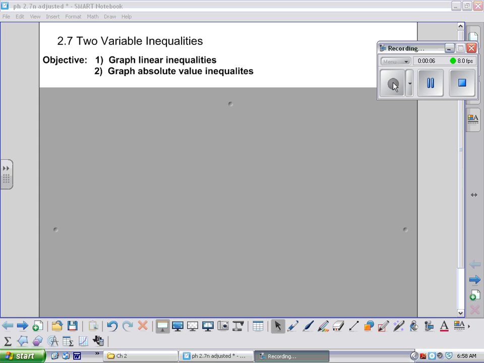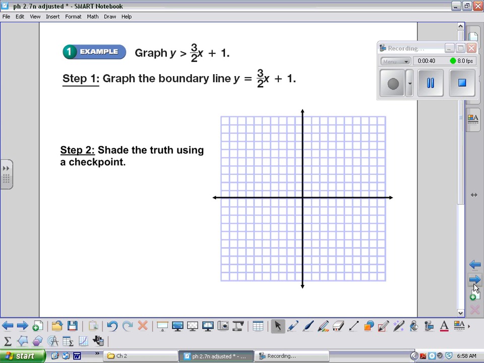This is actually in your book. This is section 2.7, two-variable inequalities. At the end of the day, your I can statements for today are graphing linear inequalities and graphing absolute value inequalities. Since we can already graph linear equations, you guys can all graph a line. And we've been working these last few days on graphing absolute value equations. This lesson is just a continuation of that. Okay, so it's good practice on those equations, adding the inequality into the mix. All right, let's go ahead and get started.